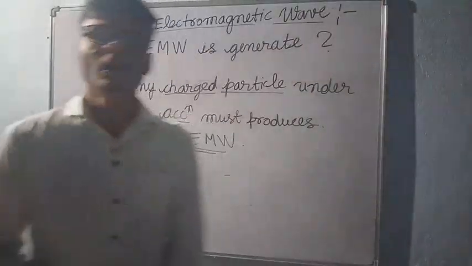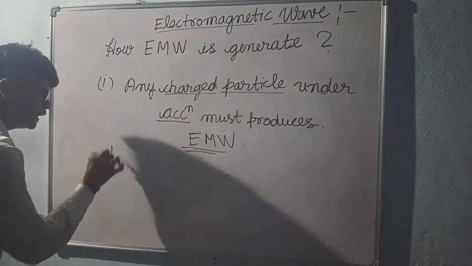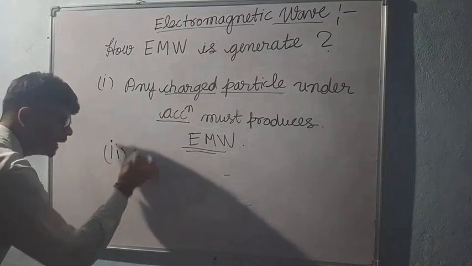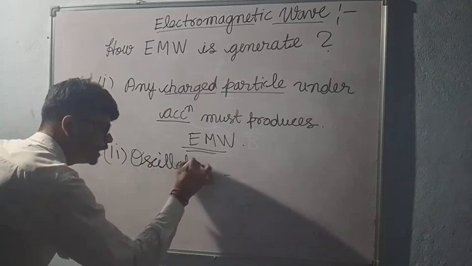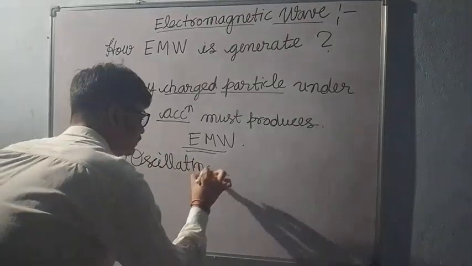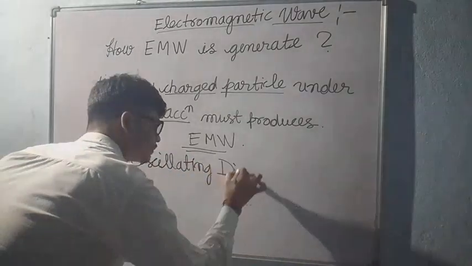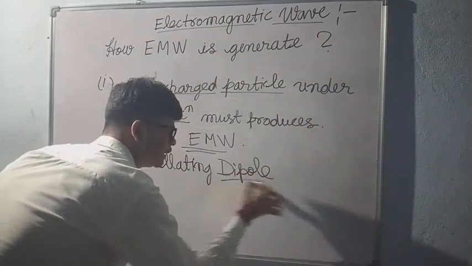Oscillating dipole also produces electromagnetic waves. What is the meaning of oscillations? Oscillating dipole. What is this dipole here?